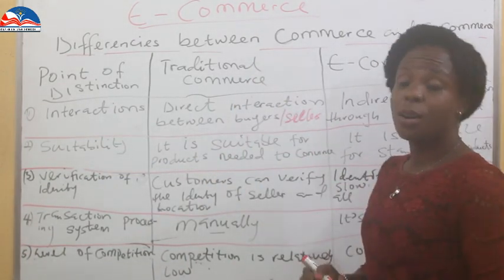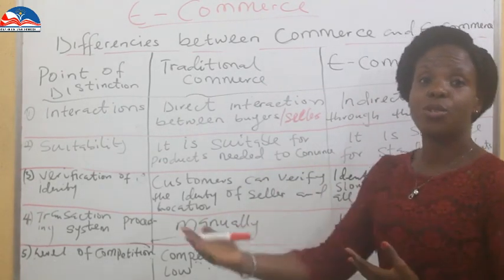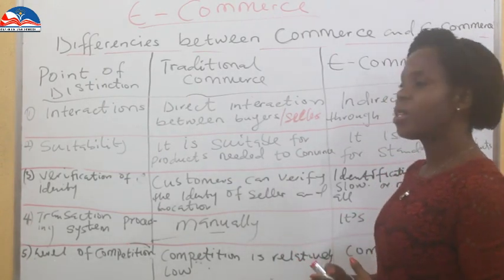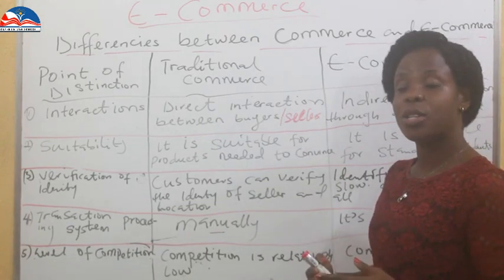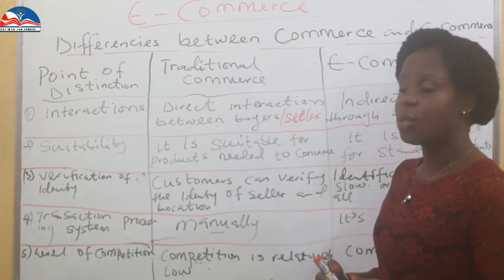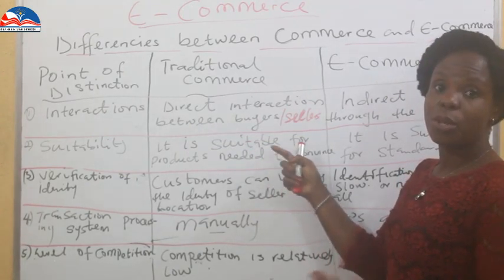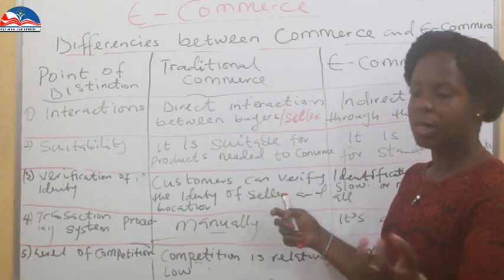That is one point. Then we have another one, suitability. For traditional commerce, goods are given to the buyer to be convinced. There are products that may need conviction on the part of the buyer for him or her to buy. For such products, traditional commerce will work better because the person will see the physical product, touch it, feel it, see the quality and the quantity.